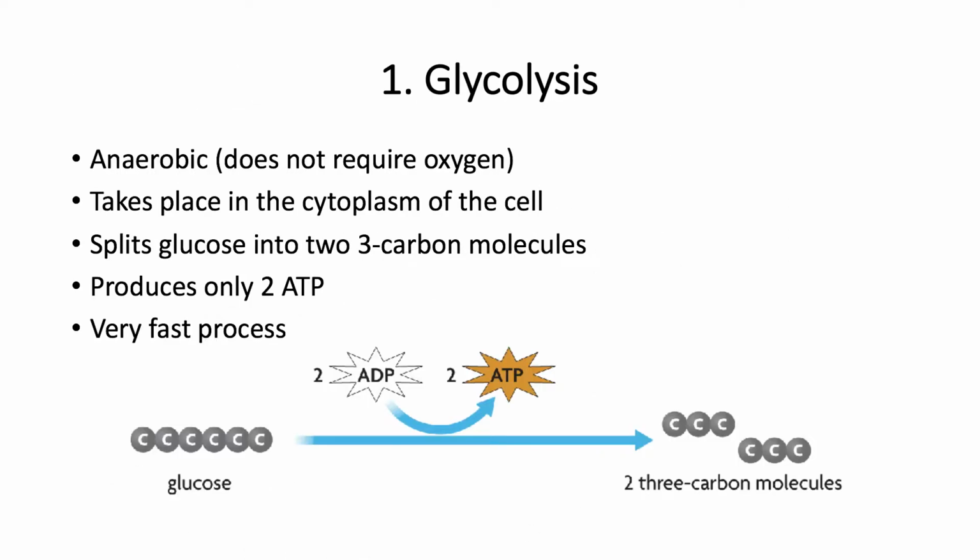So the first step is glycolysis. And glycolysis is the only step of cellular respiration that is anaerobic. It doesn't require oxygen. And glycolysis is actually a fast process. Runners who are sprinters rely on glycolysis because it allows them to go at a very high speed, but only for a very short time. And it takes place in the cytoplasm of the cell. During glycolysis, glucose, which is sugar, is going to be split into two 3-carbon molecules. And only 2 little ATP will be produced at the end of glycolysis.